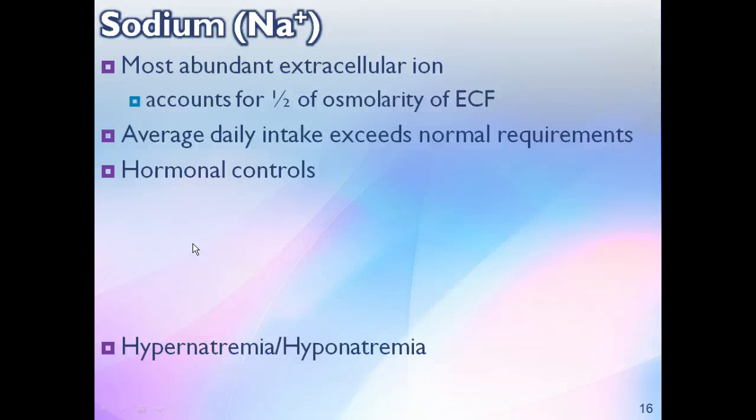Aldosterone, as you saw previously, is going to be used when sodium levels are too low and we need to conserve it. ANP, of course, is going to be employed when we have excess sodium and we need to excrete it. Now, there are a variety of problems that result when sodium levels are not maintained within normal levels. This is referred to as hypernatremia and hyponatremia. Now, the normal concentration for sodium in the blood is about 136 to 148 milliequivalents per liter.